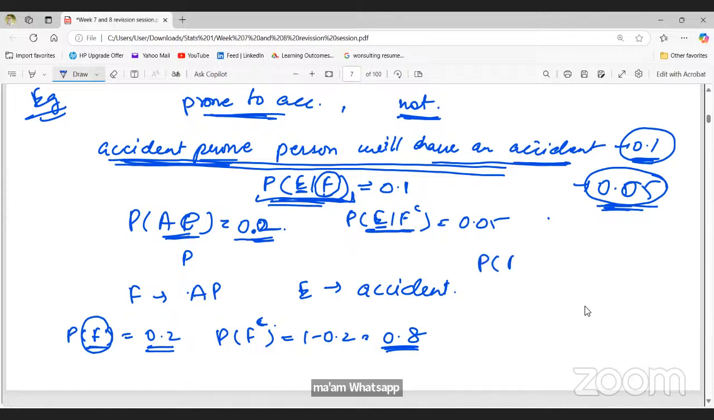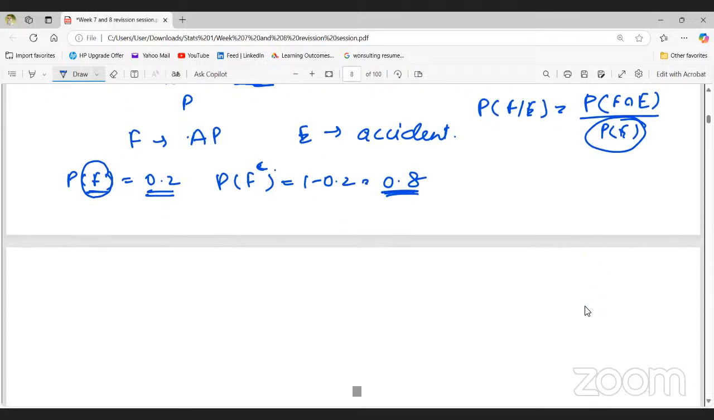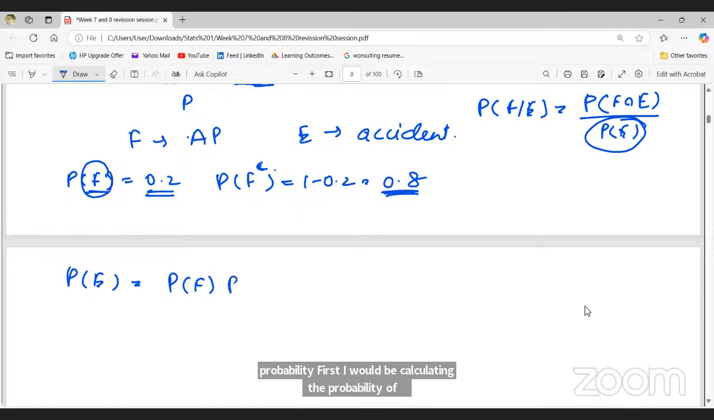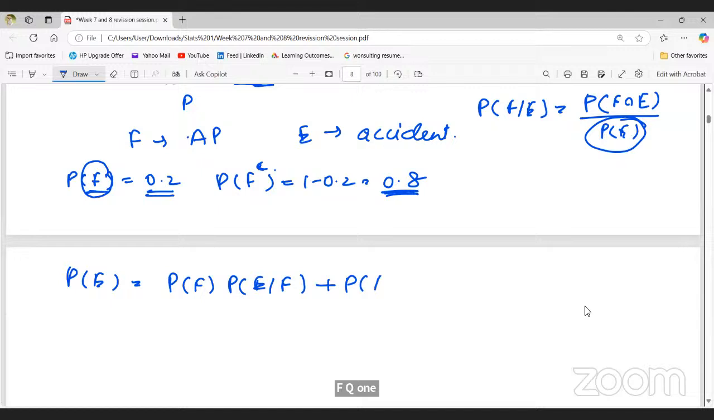It would be like you have to solve it. So I have to calculate the probability of F given E, right? So it would be the probability of F intersection E upon the probability of E. First, I would be calculating the probability of E. What will be the probability of E? Probability of E would be accident prone. What's the question, ma'am, actually?